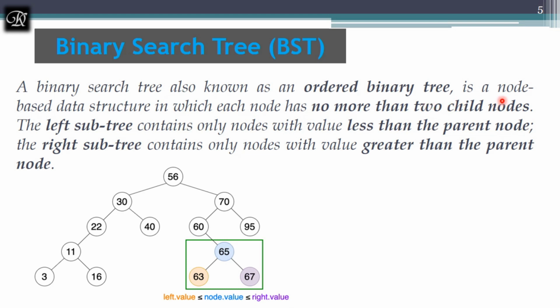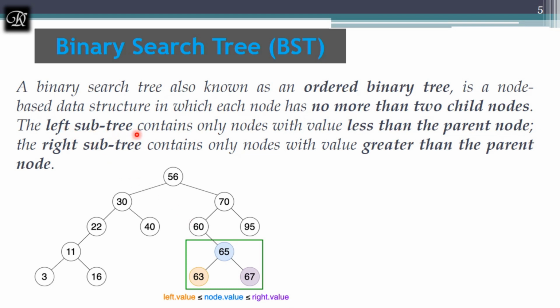It is a node-based data structure in which each node has no more than 2 children. You can notice this is the binary search tree. Each node has only a maximum of 2 children, not more than that. The minimum can be 0, the maximum can be 2. And you can also see one more characteristic over here.